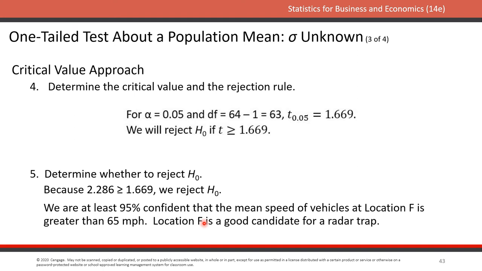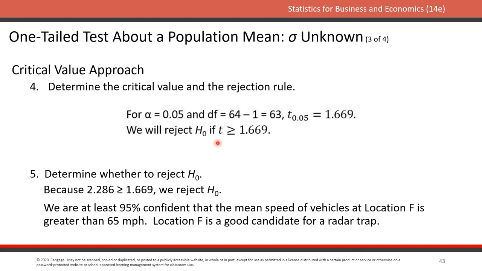All right, now for the critical value approach, we're going to do exactly what we would normally do. We have to find the critical value and make a decision. In this particular case, we have our degrees of freedom at 63. We look up the t-value appropriate to the 0.05 cutoff for a one-tailed test, so 0.05 in a single tail. That's going to be 1.669.